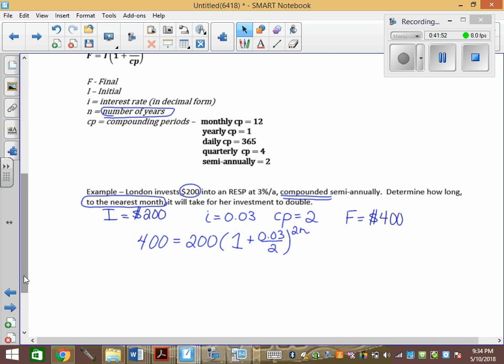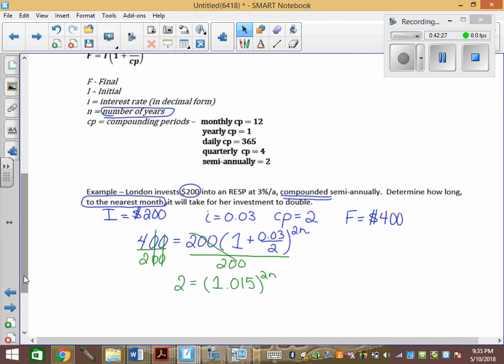So if I go 0.03 divided by 2, I get 0.015. Plus 1 is 1.015. I'm going to divide by 200 over. That's what I always do. And so I'm going to get 2 equals 1.015 to the 2n. I'll write that on my whiteboard over here because I'm going to go to my calculator.